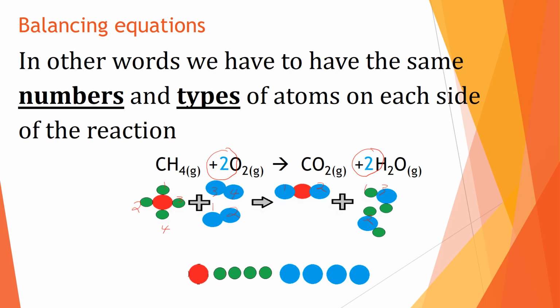So now I have 2 oxygen molecules. And what that does is now I have 1, 2, 3, 4 oxygens over here, and I added in another coefficient in front of the water, and I have 1, 2, 3, 4 hydrogens. So it's now balanced. I have the same number of atoms on each side. I have 1 carbon on each side, I have 4 hydrogens on each side, and I have 4 oxygens on each side.